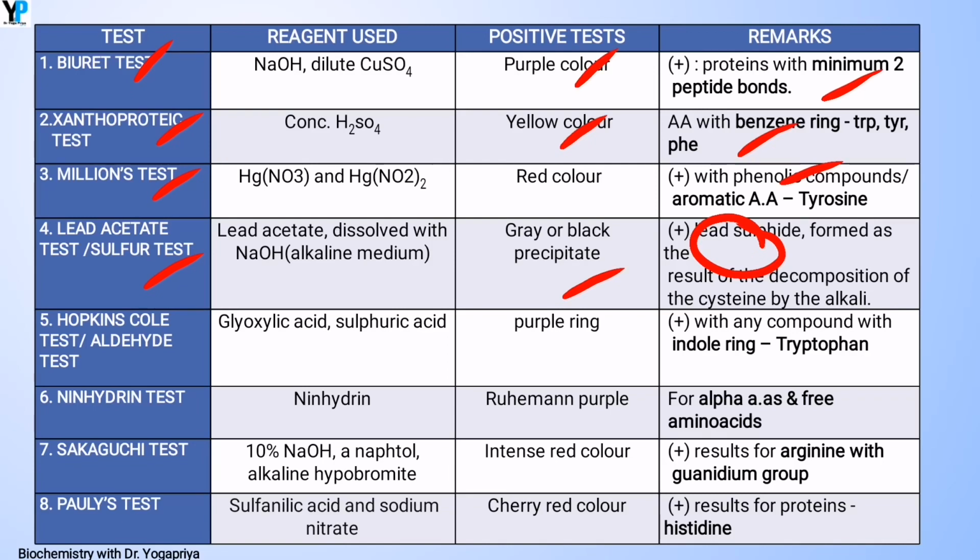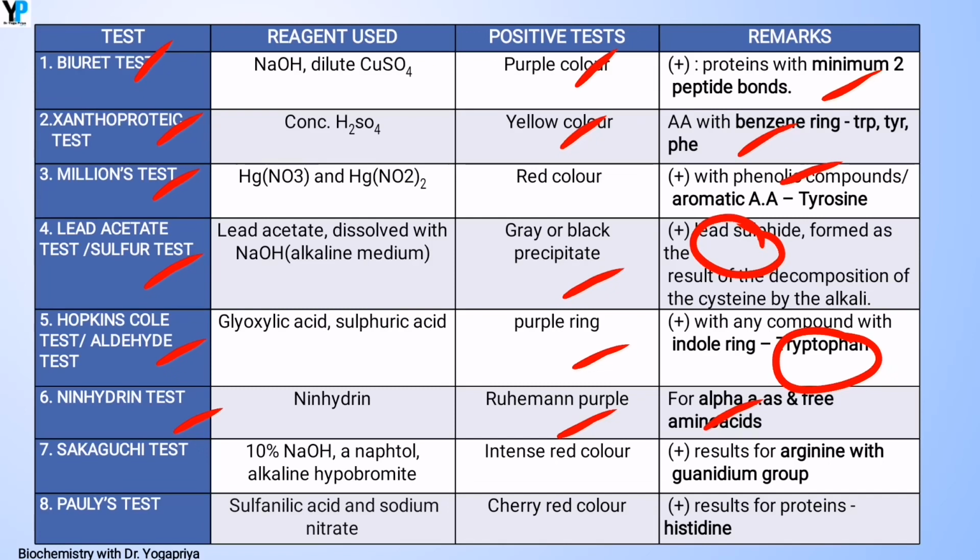The fifth test is Hopkins-Cole test, or otherwise called the aldehyde test. The end result here is that it forms a purple ring, and it is mainly due to the indole ring containing amino acid, which is nothing but tryptophan. And the sixth one is the ninhydrin test, and it is specific for alpha amino acids, and the end result is that it forms Ruhemann's purple color.